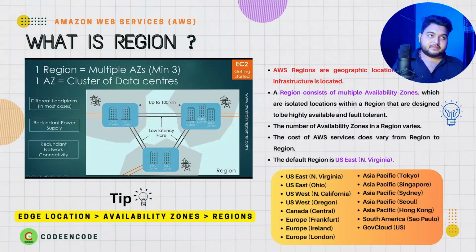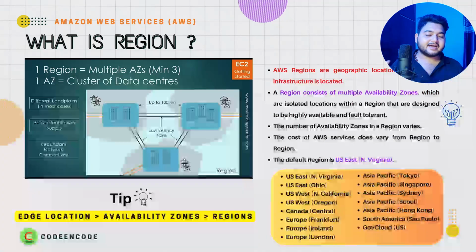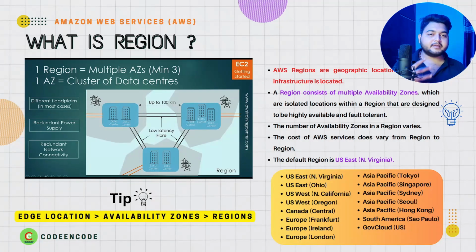Moving forward, we have mentioned regions, edge locations, and availability zones. What are those? What the hell is a region? What the hell is an availability zone? What the hell is an edge location? All these things will be discussed now. So let's discuss it one by one.